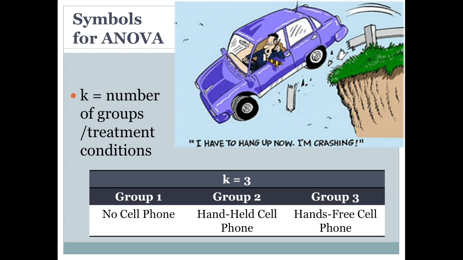All right, K. K is the number of groups or treatment conditions. So in our sample study here, remember, we have no cell phone at all, the handheld cell phone, and then the hands-free cell phone. So K for us equals 3.